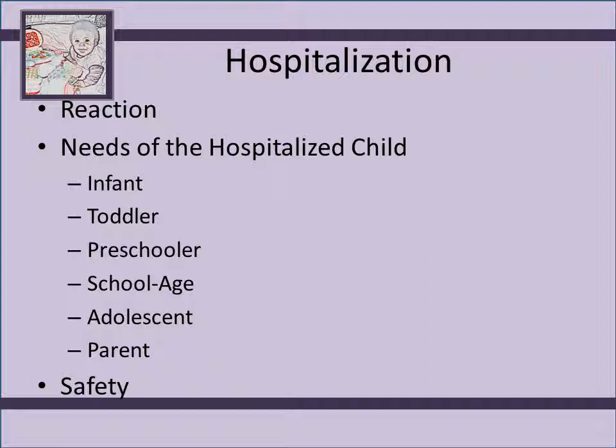So what are the needs of a hospitalized child? With an infant, the major goal is to assist the parent-infant attachment process and promote sensorimotor activities, provide liberal visiting hours, and expect infant frustration because the infant is not getting what he wants when he wants it, and the infant's schedules are all disrupted.